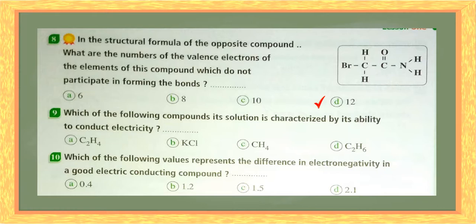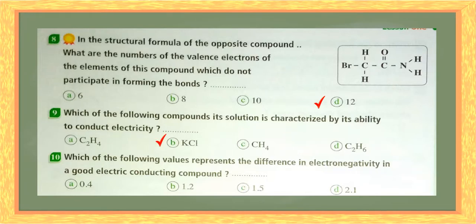We have here ethylene, C2H4. Ethylene is an organic compound that consists of covalent bonds, so letter A is not the right answer. We have letter B, potassium chloride. It's an ionic compound that consists of a metal and a non-metal, so it contains free ions. If it melts or dissolves into solution, it's an ionic solution that will conduct electricity, so it is the right answer here.